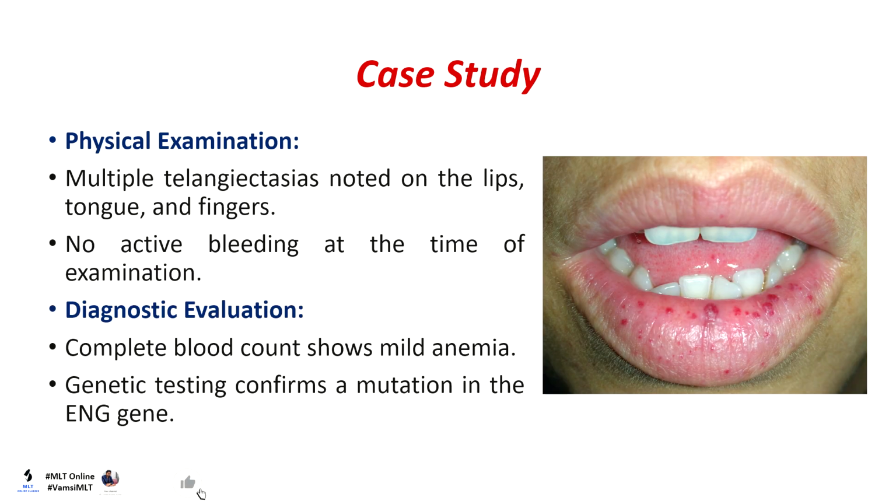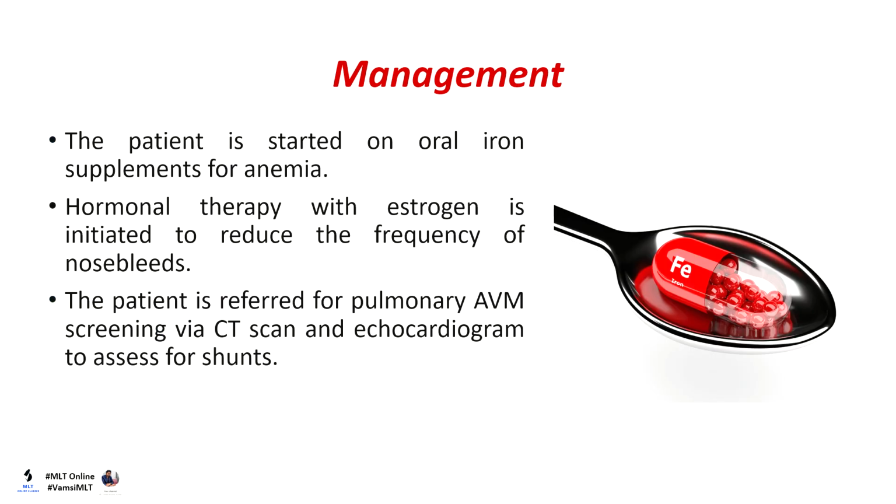Physical examination. Multiple telangiectasias noted on the lips, tongue, and fingers. No active bleeding at the time of examination. Diagnostic evaluation. Complete blood count shows mild anemia. Genetic testing confirms a mutation in the ENG gene.